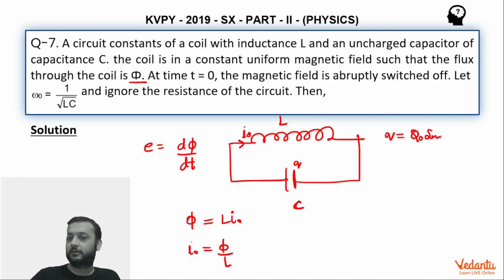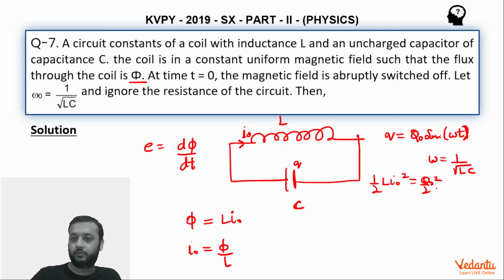Q naught into sine of omega t, where omega is nothing but 1 upon root of LC. We know that LC oscillations will start. The value of Q naught can be very easily found out when the energy in the inductor becomes the whole energy in the capacitor. That means half L i naught square is equal to half Q naught square by 2C, sorry, Q naught square by 2C.